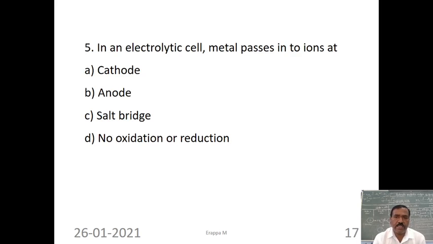Question number 5: in an electrolytic cell, the metal passes into ions at: A, cathode; B, anode; C, salt bridge; D, no oxidation or reduction. In an electrolytic cell, the metal passes into ions at the anode, which is the answer.